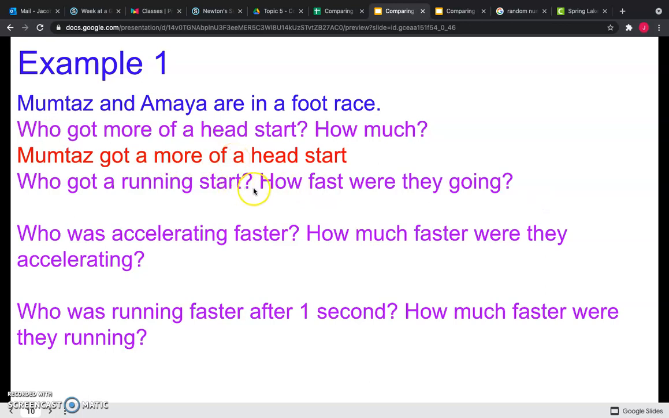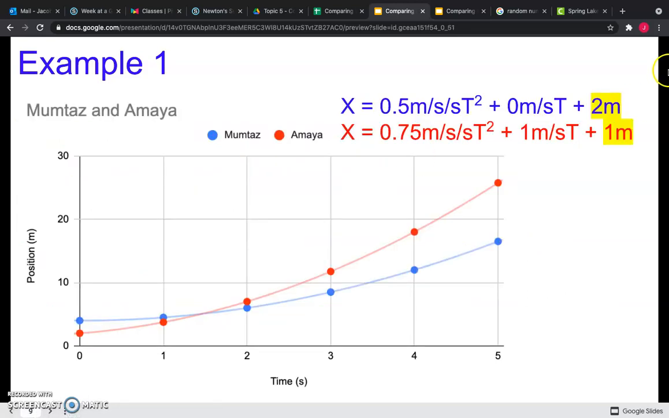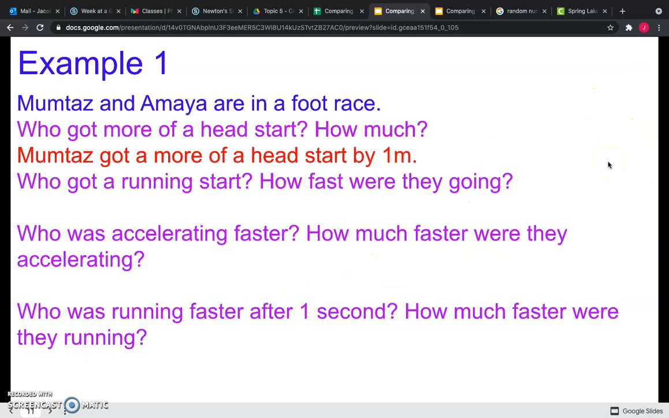Who got a running start and how fast were they going? Oh, sorry, Mumtaz got a head start by 1 meter, right? Because she was 1 meter in front of Amaya, right? 2 meters minus 1 meter is 1 meter. So she was 1 meter in front of Amaya. Who got a running head start? How fast were they going?